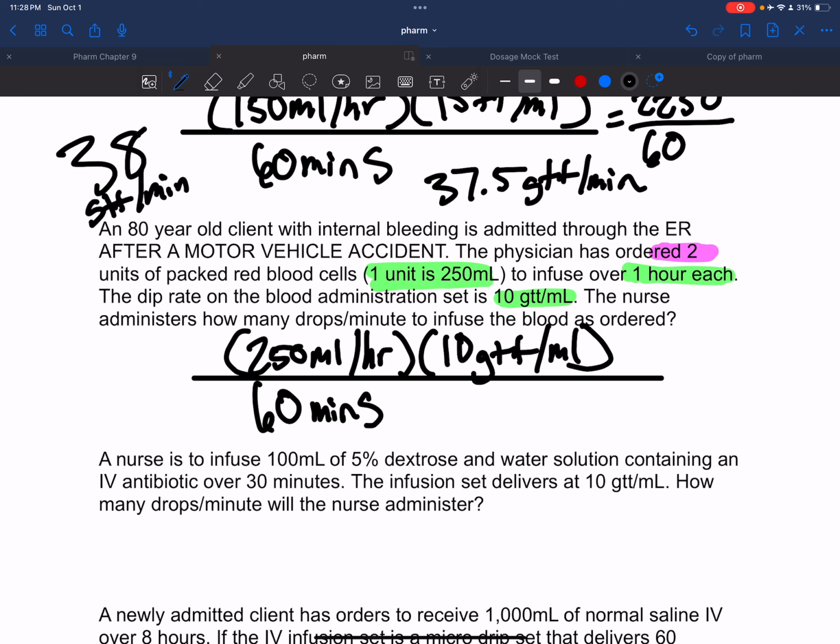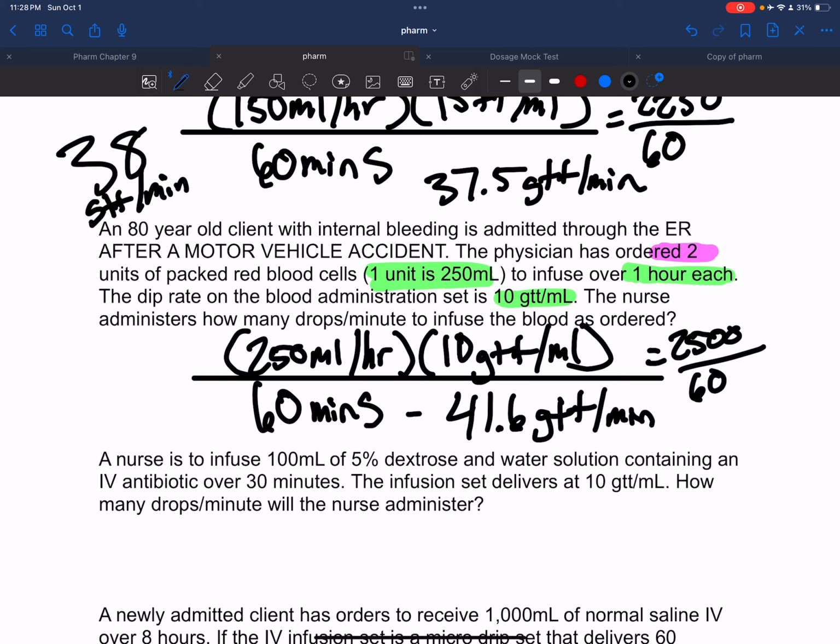So 250 times 10 equals 2,500. And then 60 minutes. Divide that by 60 and we get 41.6 drops per minute. But you can't have half of a raindrop again, so we gotta make it 42 drops per minute. Okay.